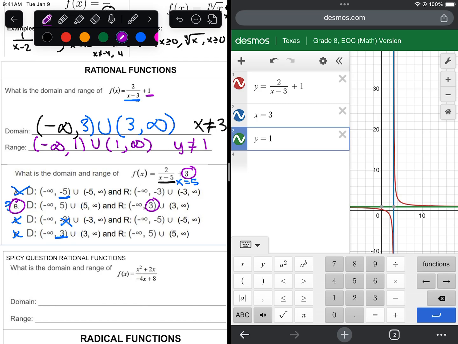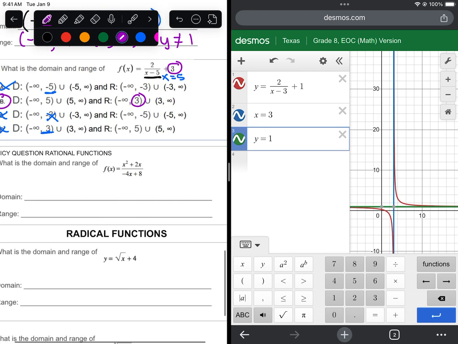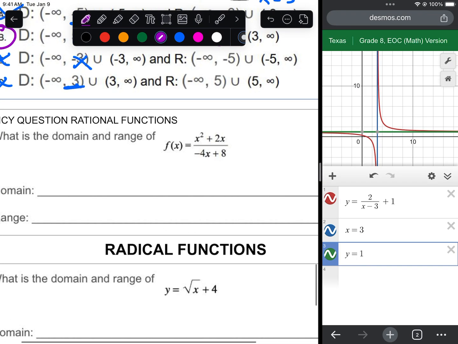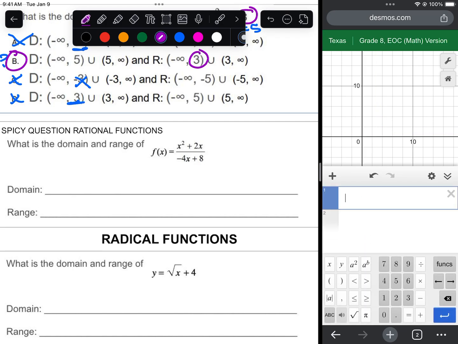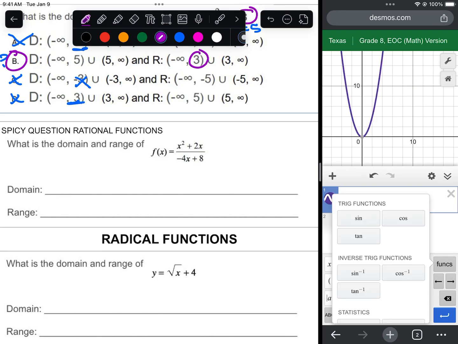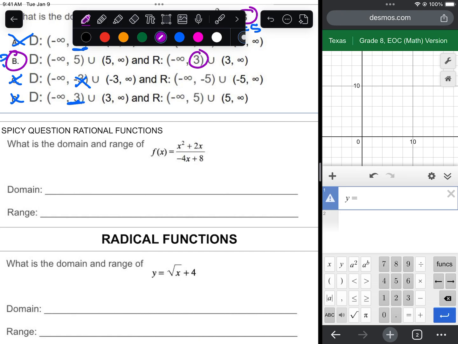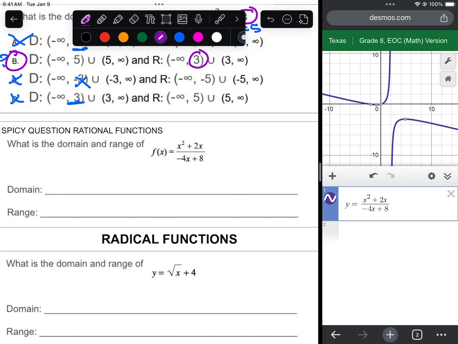All right, so for the advanced kids, the next question is actually super important, especially if you're going into pre-cal AP next year. So it says, what is the domain and range of x squared plus 2x over negative 4x plus 8? So this is a special function. We're going to go ahead and graph it. Y equals x squared, oops, hold on, let me hit a fraction first. Divide x squared plus 2x over negative 4x plus 8. And we get this weird looking graph going on.